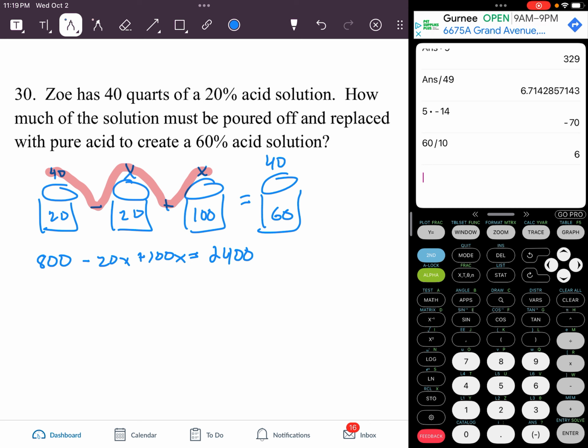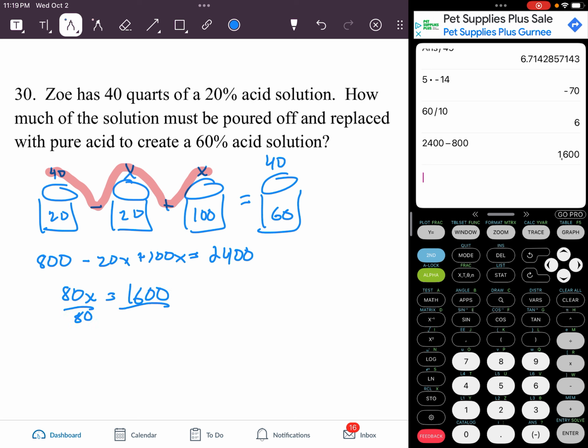So we're going to combine the x's to get 80x equals 2,400 minus 800, which gives me 1,600. Then divide by 80 on both sides, so x will equal 20 quarts.